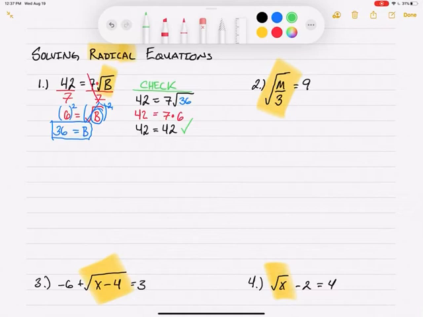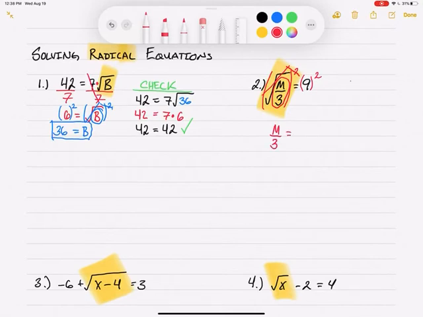In example 2, I have the square root of m divided by 3 is equal to 9. If you notice, there's nothing out in front of it. There's nothing behind it. So I just have the square root by itself. When I have the square root by itself, all I need to do is take both sides and square it. The exponent and the radical, the square root, will cancel each other out, and I keep what's inside. So I have m divided by 3 equals 9 squared.